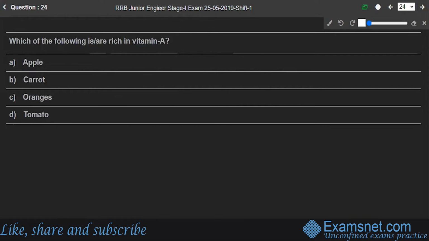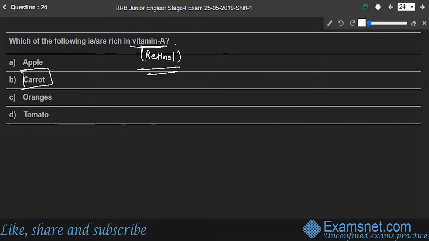Which of the following are rich in vitamin A? Is it apple, carrot, oranges, or tomato? Yes, you got it. The carrots, they are quite rich in vitamin A. Vitamin A, which is also known as retinol. Sources are yellow or green vegetables and fruits, egg yolk, whole milk. Let's write them.